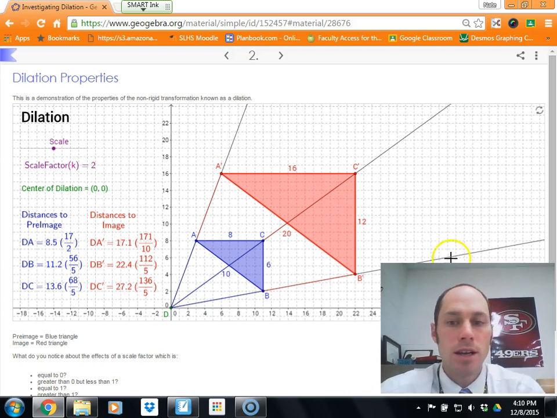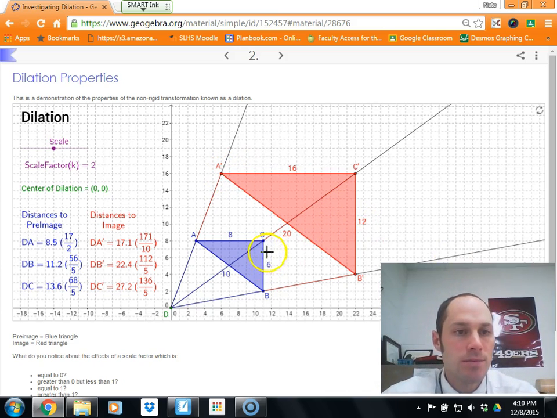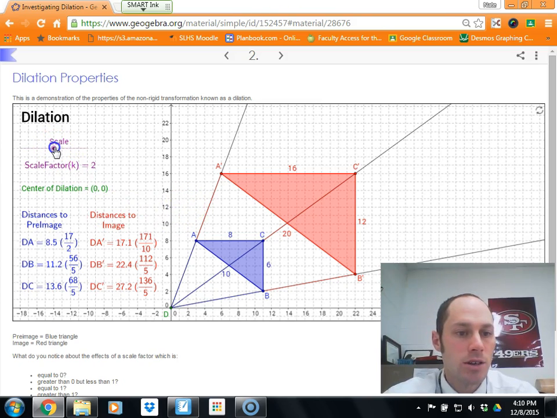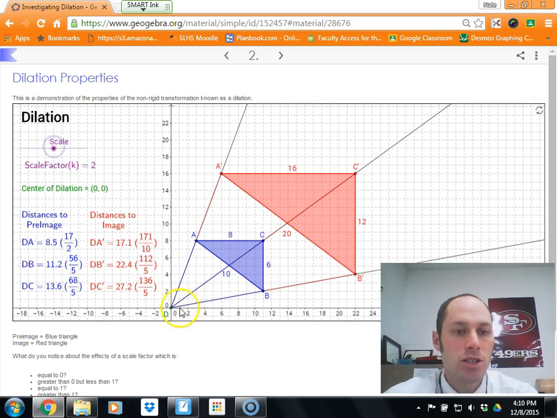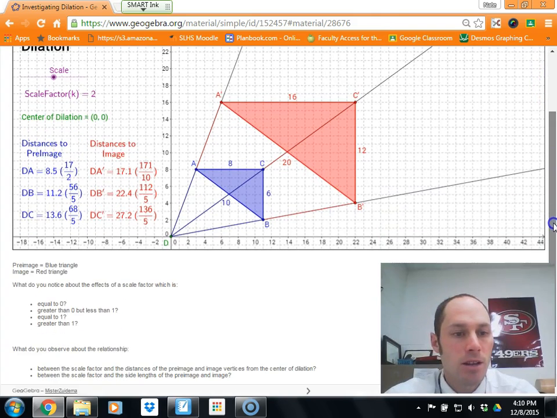Here's another illustration of the dilation. We call this a non-rigid transformation because it does not maintain congruence. So notice I can change the scale factors here. And notice our center of dilation is not on the figure this time, like it was previously. So the blue figure is the pre-image, the red is the image. Let's take the time to look at some of these questions.